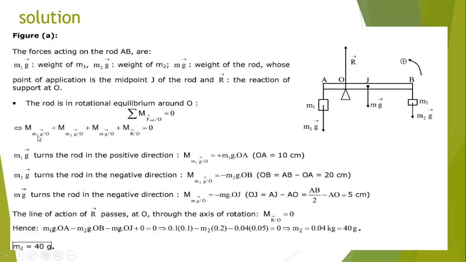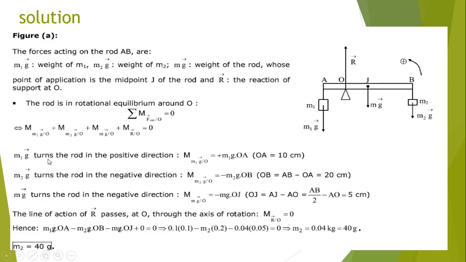So the moment of weight of M1 plus the moment of that of M2 plus the moment of the weight of the rod plus the moment of the reaction of support, the sum of these four moments should be equal to 0. The moment of the weight M1, this is the positive direction chosen. If we consider that the weight of M1 only acts on the rod, when we apply this weight at A, we show that the rod rotates in this direction, so in positive direction.